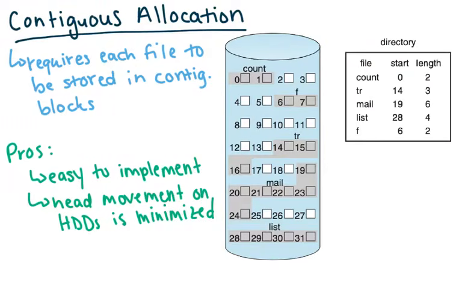In contiguous allocation, each file is stored in contiguous blocks. So for instance here, this file named count starts at block 0 and is length 2, so we know that it encompasses the 0 and 2 block. Whereas F starts at 6 and is 2 in length, so we know that that's 6 and 7, and so on and so forth. Super easy to implement.